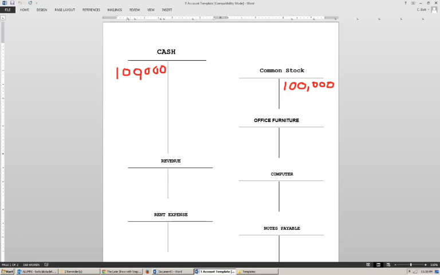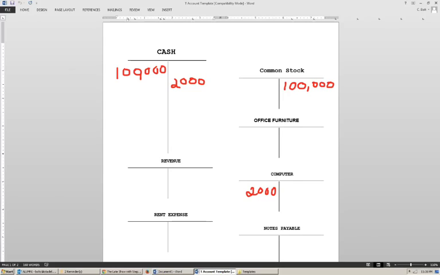Let's say that the business buys a computer for $2,000. A computer is an asset. We will debit and put on the left-hand side the $2,000 for the computer to show that we have an asset and it is increased. We will credit cash to show that we wrote a check for $2,000 for the computer. Our debits and our credits are still equal.